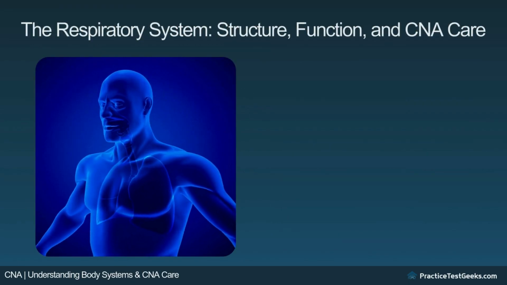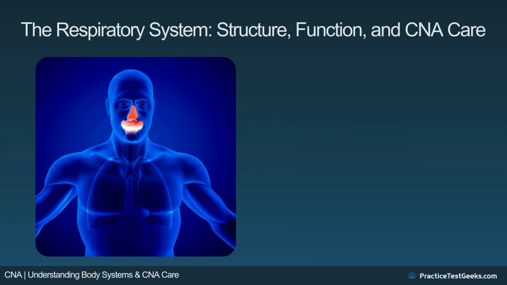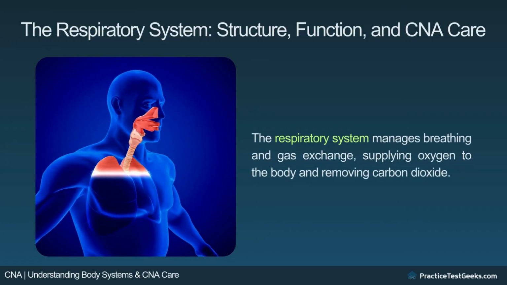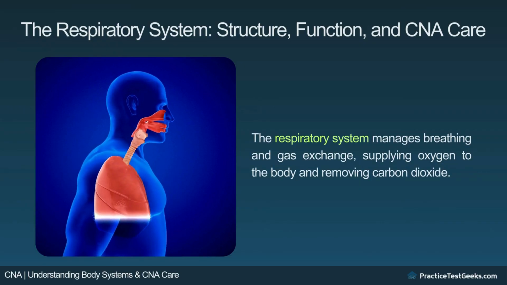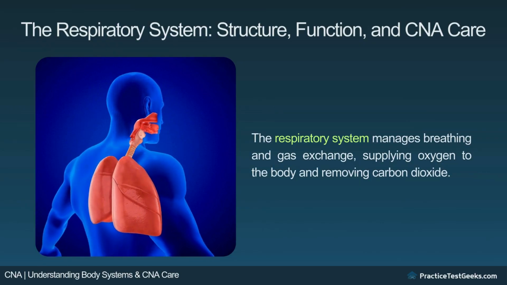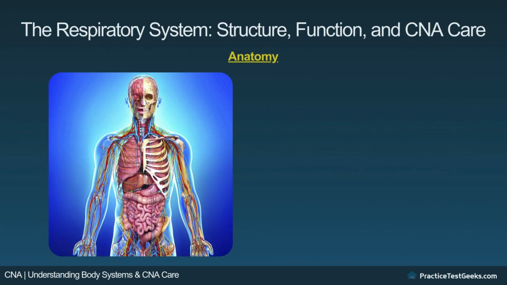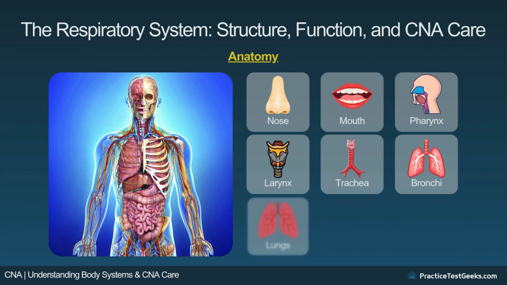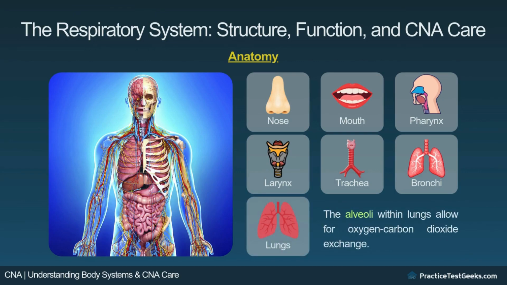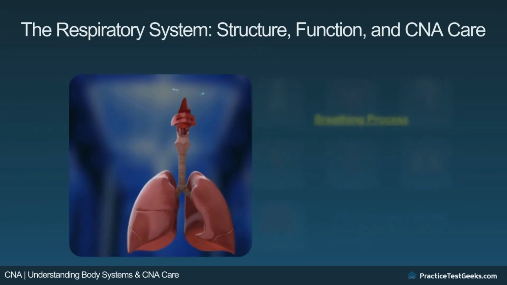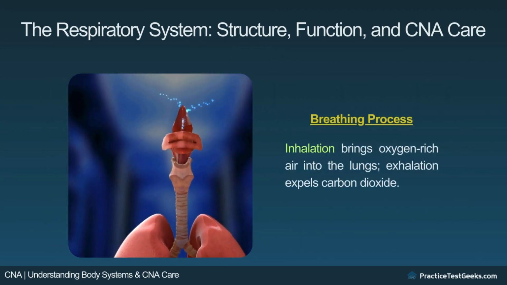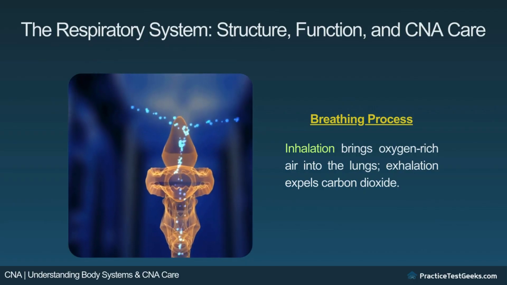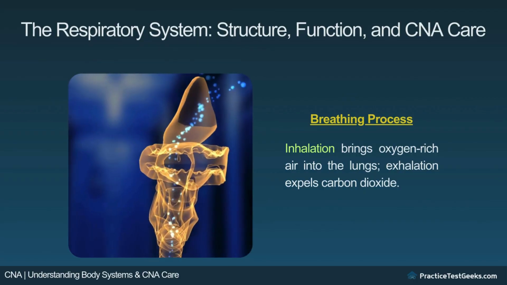The respiratory system: structure, function, and CNA care. The respiratory system manages breathing and gas exchange, supplying oxygen to the body and removing carbon dioxide. Anatomy includes nose, mouth, pharynx, larynx, trachea, bronchi, and lungs. The alveoli within lungs allow for oxygen, carbon dioxide exchange. Breathing process. Inhalation brings oxygen-rich air into the lungs. Exhalation expels carbon dioxide.